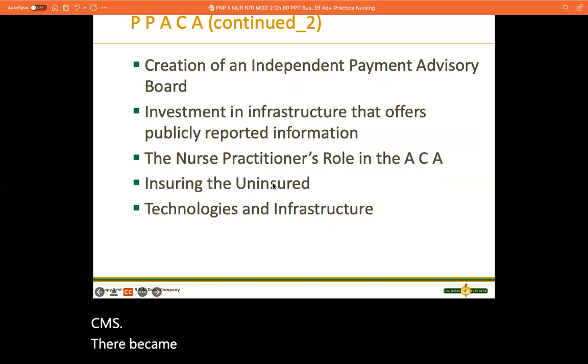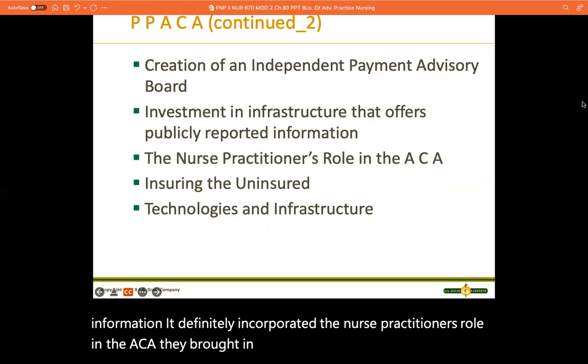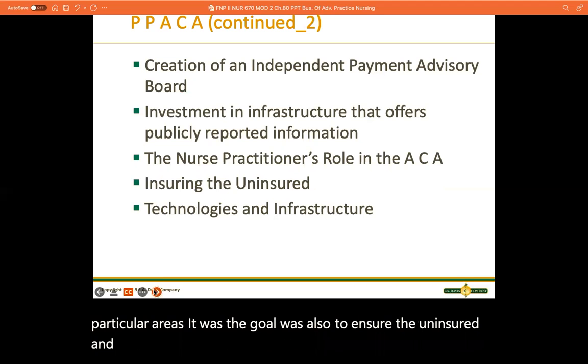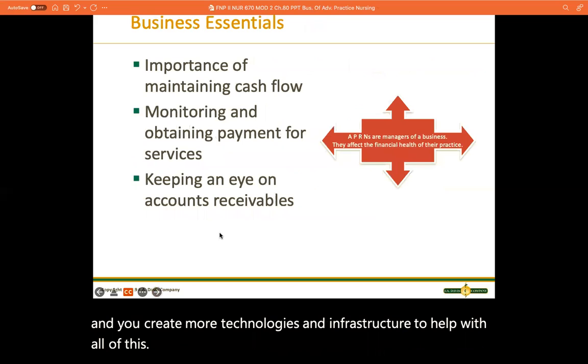They created the Independent Payment Advisory Board. They invested in an infrastructure that offers publicly reported information. It definitely incorporated the nurse practitioner's role in the ACA. They brought in the NPs specifically to help in these particular areas. The goal was also to ensure the uninsured and create more technologies and infrastructure to help with all of this. Okay.